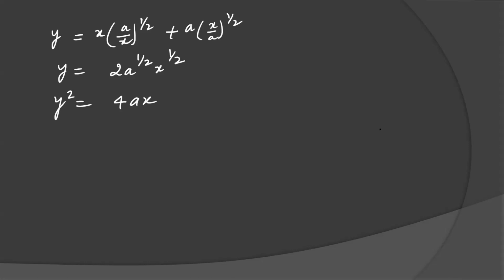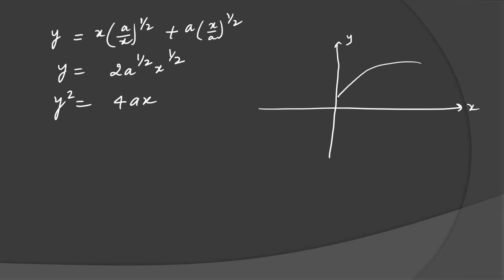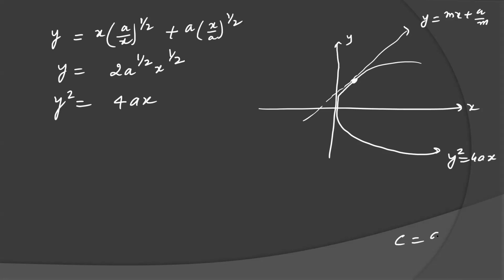Now see the geometrical meaning, students. We know that this parabola looks like this, y square equal to 4ax. Now at any point, if we draw the tangent, the equation of the tangent of the parabola is y equal to mx plus a by m. We know that because c is equal to a by m in the case of parabola. At any point, we can draw the tangent, and the equation will be same. Only slope is going to be changed.